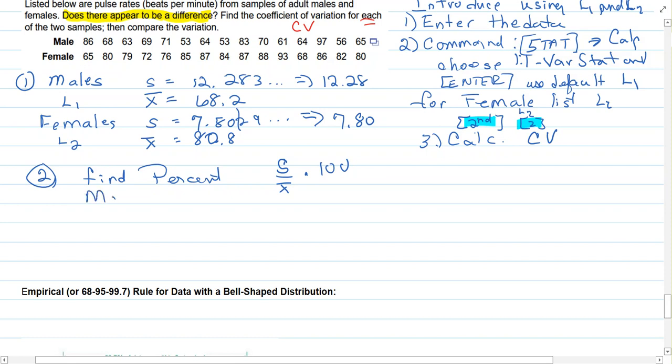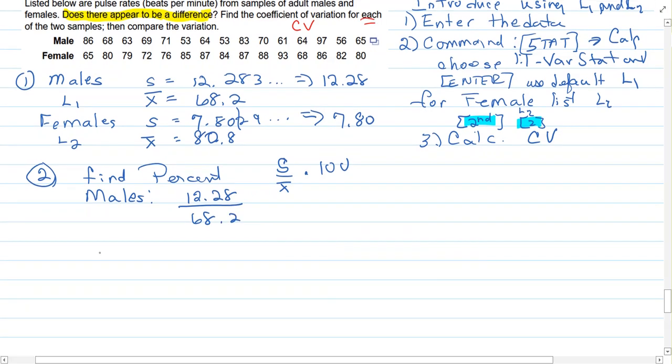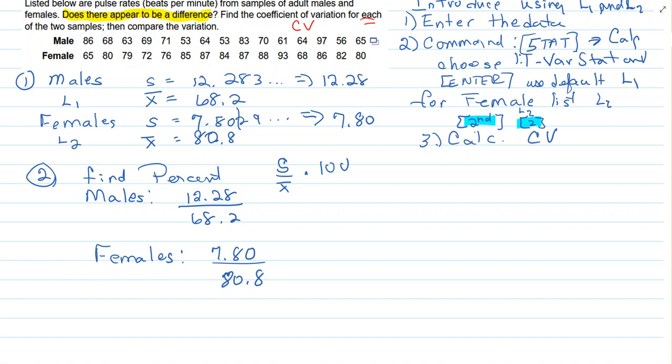So for the males, we have 12.28 divided by the 68 2/10. For the females, we're going to have a smaller 7.80 divided by this 80 8/10. All right. So let's see what happens here when we do this math.